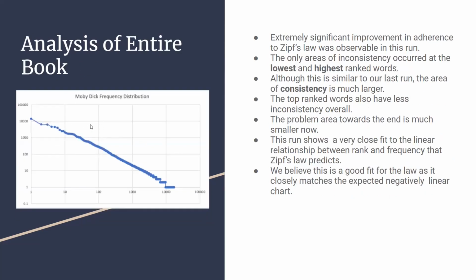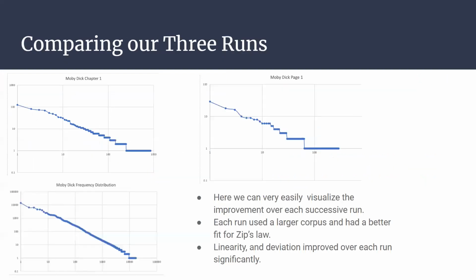And then this is the analysis of the entire book. This is a huge improvement compared to just the page and the chapter. The only areas of inconsistency were with the highest and the lowest ranked words. The problem at the end is much smaller than for the other graphs, so overall we believe it's a pretty good fit for Zipf's law.